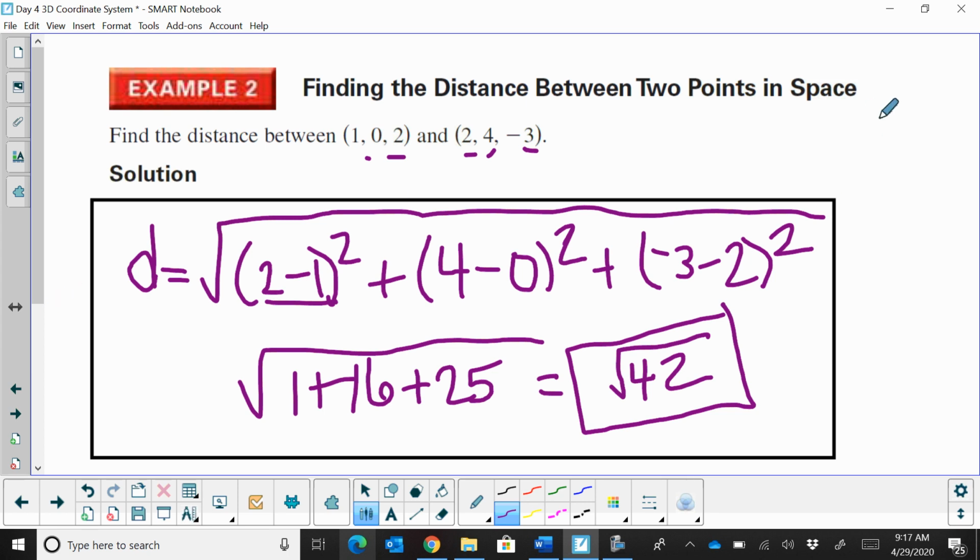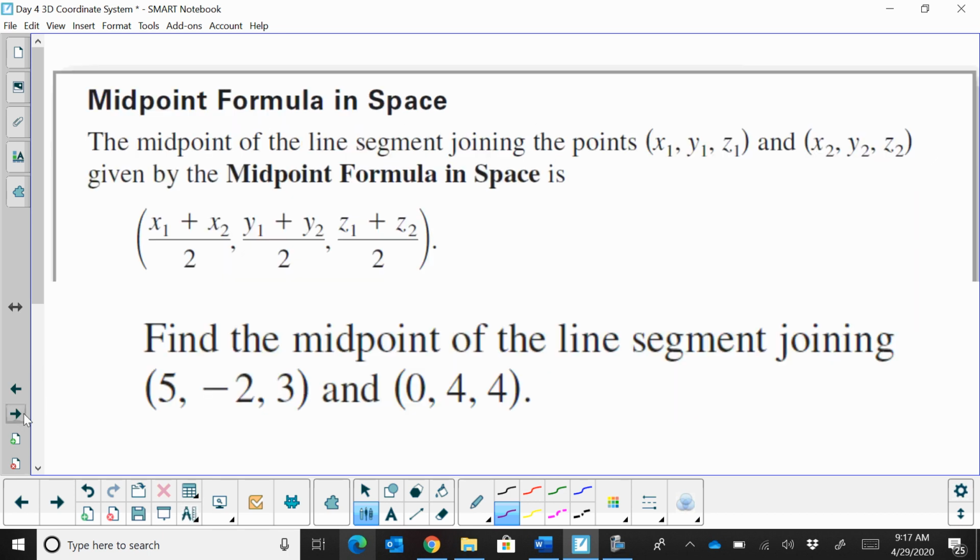Now you've got to think logically about what this is going to look like in 3 dimensions. So I'm just going to do a quick sketch over here. So I've got the point (1, 0, 2) right here, parallel to the z-axis. And then the next one is (2, 4, -3). So I'm going to the right 4 and then down 3. So here, in 3 dimensions, I'm trying to find that distance, and that's the square root of 42. So that's kind of the visual that goes with it.